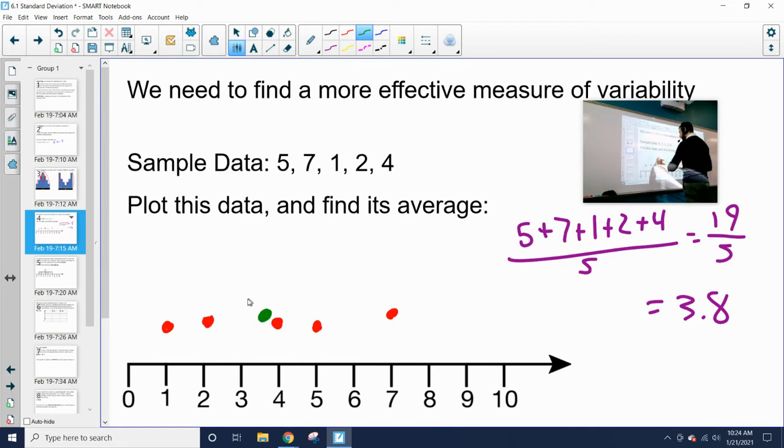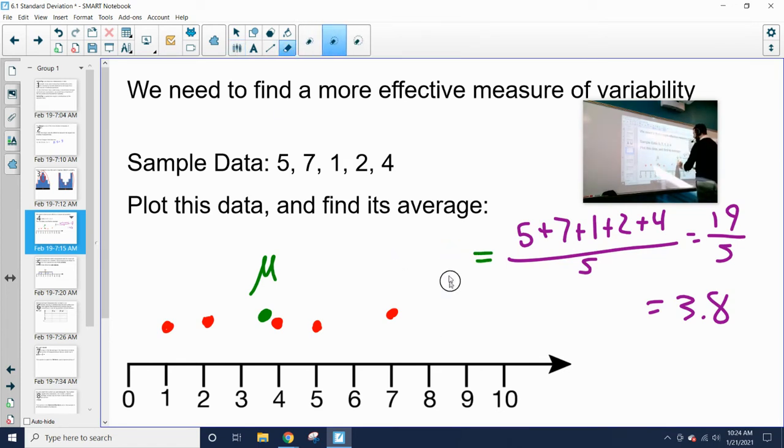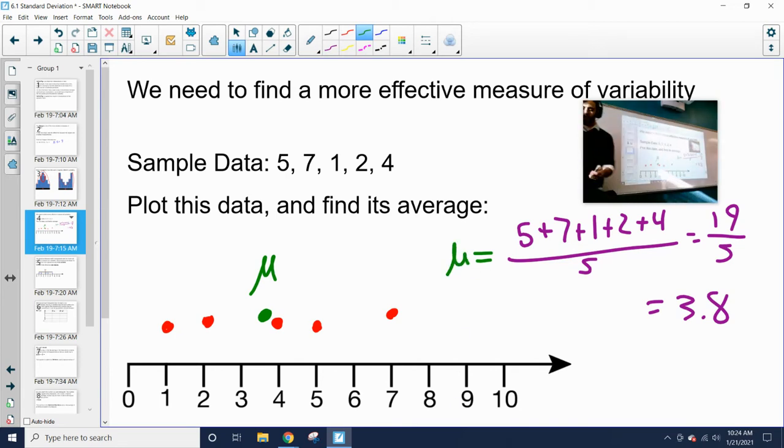That's my mean. Now, remember, we typically represent the mean with this funny little U symbol. That's the Greek letter mu. It's like a U with a tail in front of it. So whenever you see that symbol, that means average or the mean. So that's our mean of our data set.